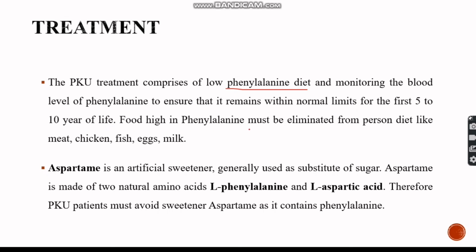Food high in phenylalanine must be eliminated from the person's diet, like meat, chicken, fish, eggs, milk. As I have told you, phenylalanine is derived from the artificial sweetener aspartame. So aspartame is usually used as a substitute for sugar. Aspartame is made up of two natural amino acids, that is L-phenylalanine and L-aspartate. So therefore, patients suffering from PKU must avoid the sweetener aspartame, as it contains phenylalanine.